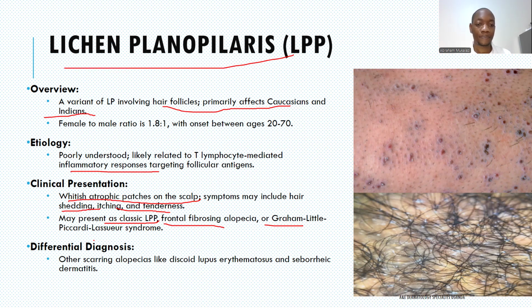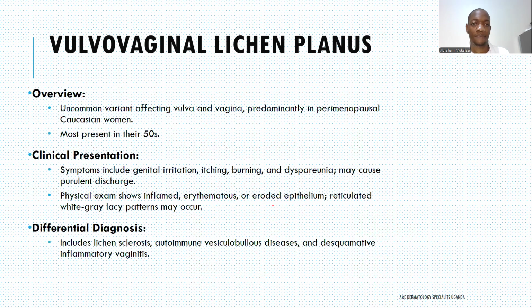Then in the differentials, you have to think about all the other causes of scarring alopecias, including discoid lupus erythematosus, and then even seborrheic dermatitis. So this is how it will look. So as you can see, these are the lichenoid papules with hair loss affecting the hair follicles. So someone ends up with a permanent alopecia.